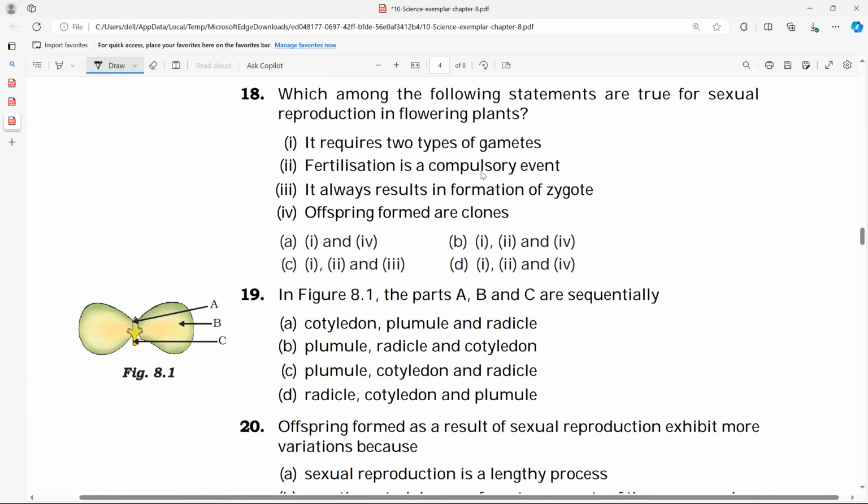Question number 18. Sir, yes, option C. 1, 2, and 3.